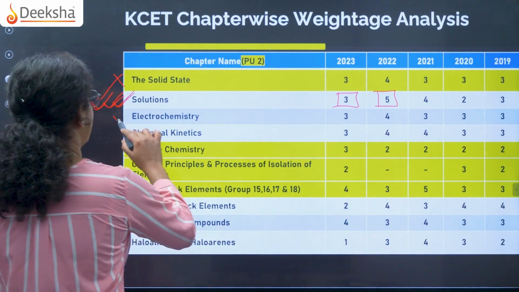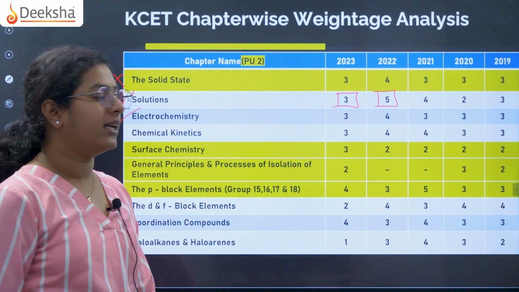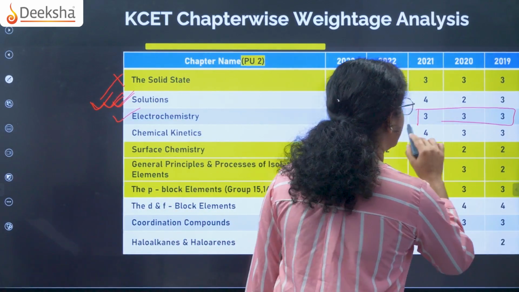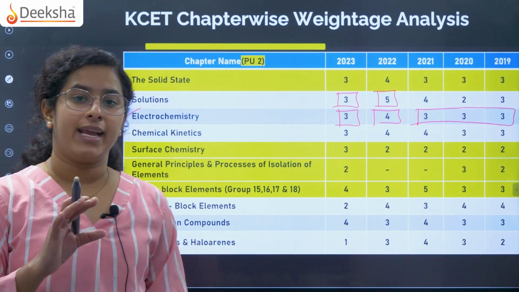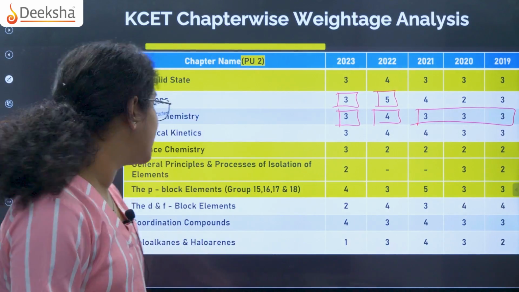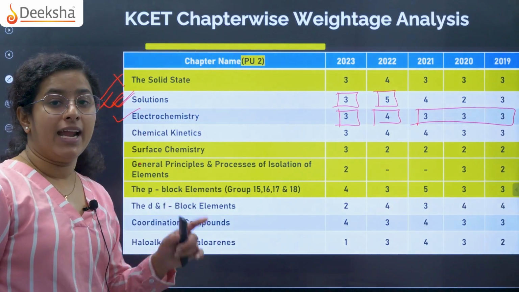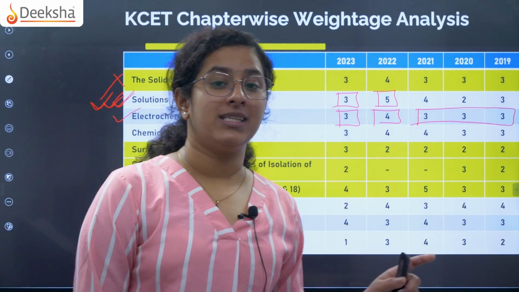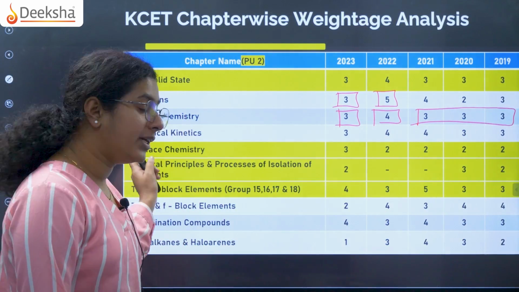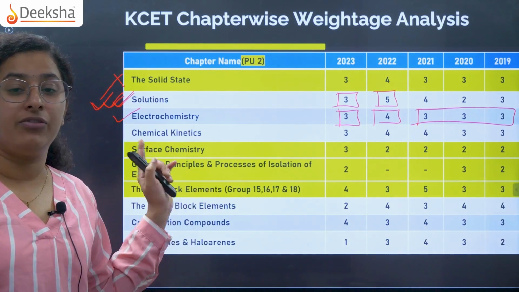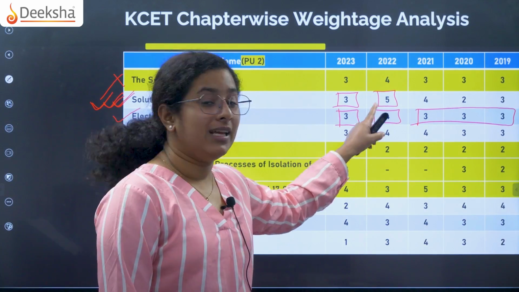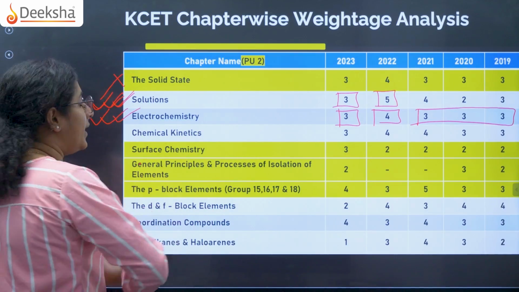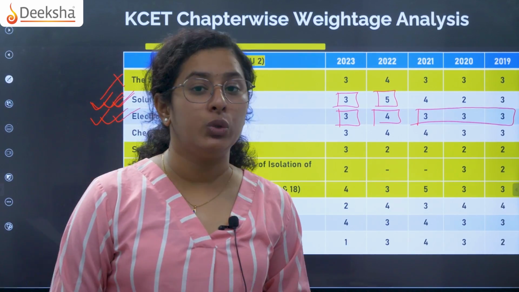And next one, electrochemistry. From electrochemistry you can expect 3 to 4 questions. And remember, you have redox reactions in your first PU, which means you have to learn both redox and electrochemistry if you need to score marks from this particular chapter. So electrochemistry is also a must-do chapter.